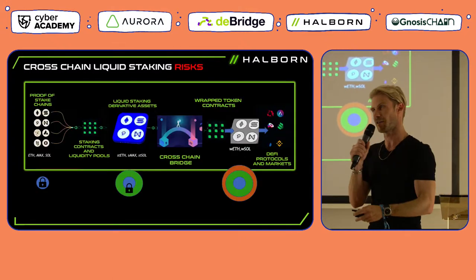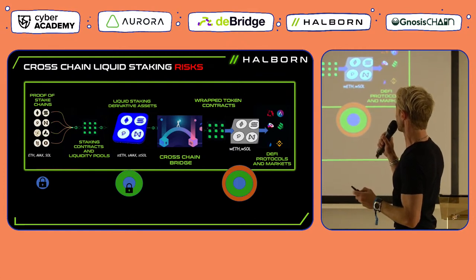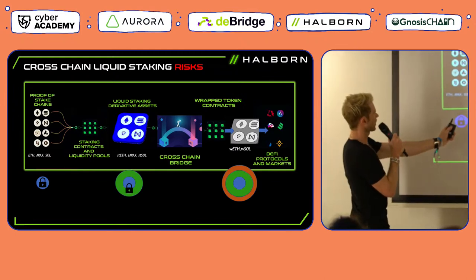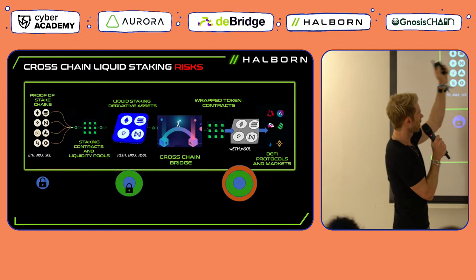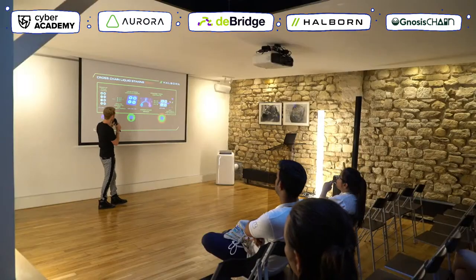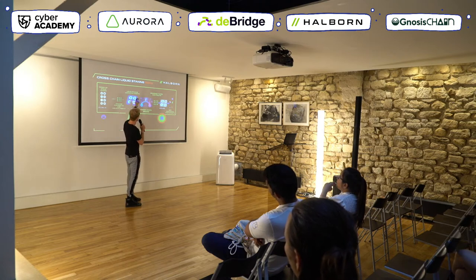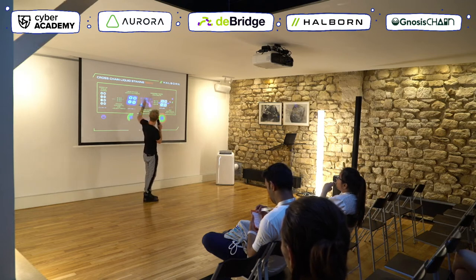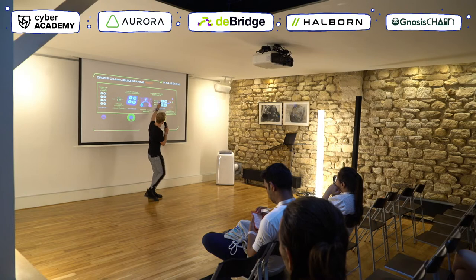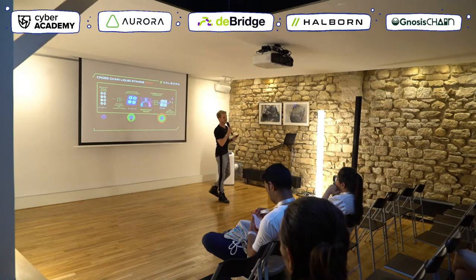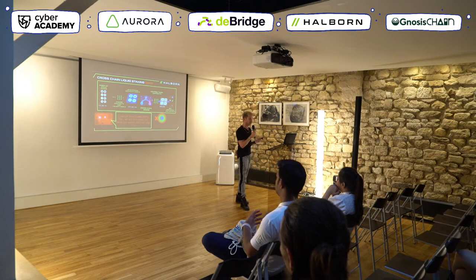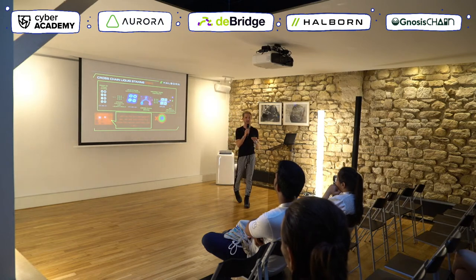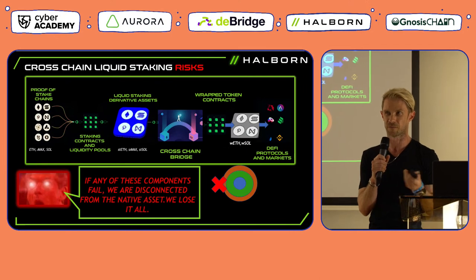So now here's what our very simple network looks like, and where can we find risk inside of this? We have proof of stake, so we have this locked in validators doing rewards. You have a smart contract that is creating the liquid staking derivative asset here. Then you're going to lock that inside of the cross-chain bridge, so it's in a vault. And while it's in the vault, the other side is going to mint your derivative, the wrapped token, so you can use it in whatever DeFi protocol on some chain. If any of those components fail or something goes wrong, like what often happens, we could be disconnected from the native asset completely. The core of what you have is validating.